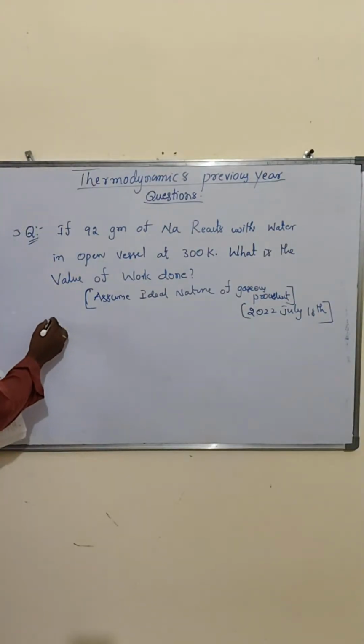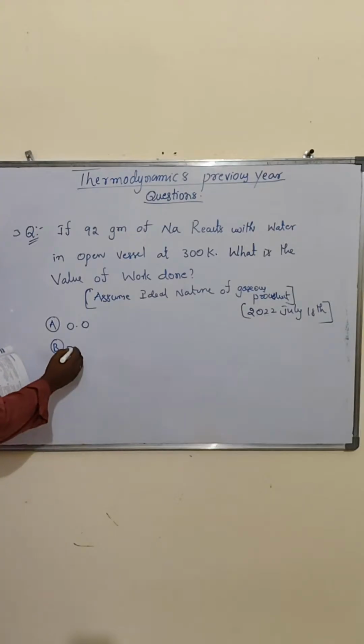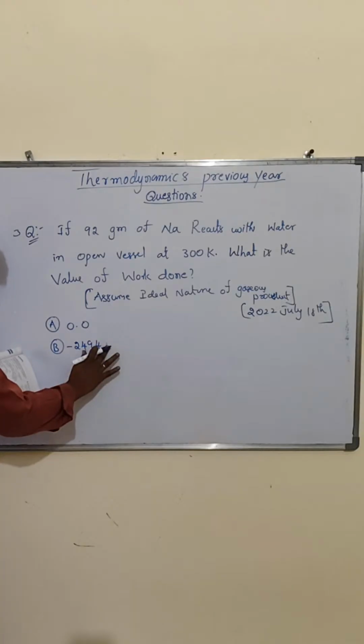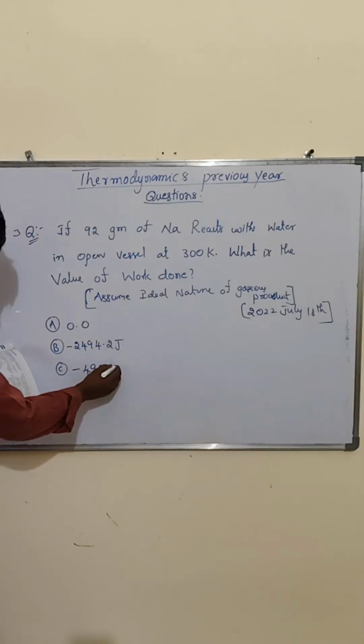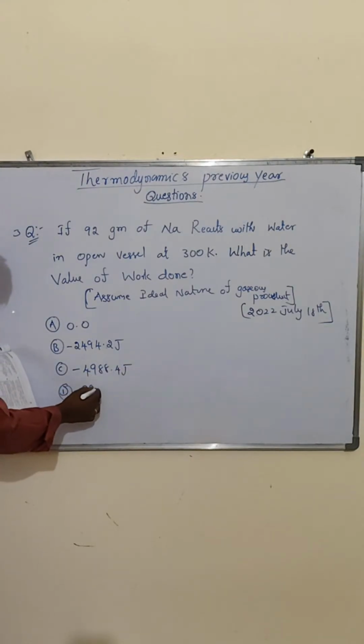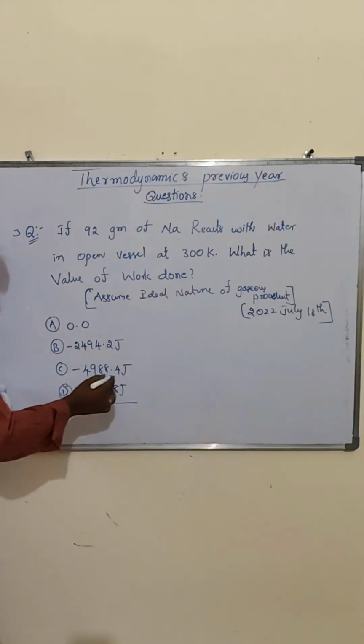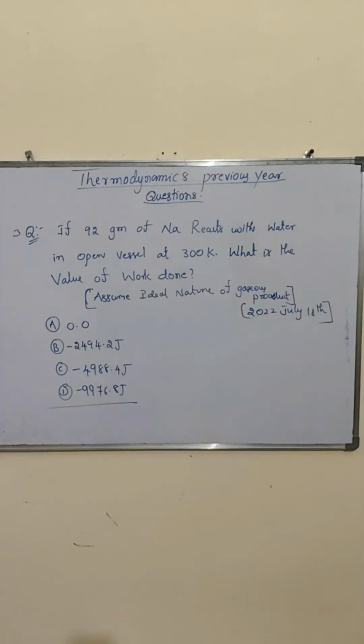Then the options, look at it. Option A is 0, option B is minus 2494.2 joules, C is minus 4988.4 joules, D is minus 9976.8 joules. So observe the question carefully. They're asking for the value of work done, the work done by the gas.